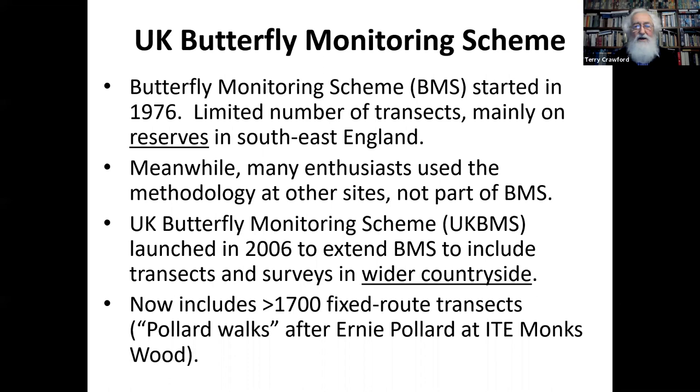Now, the Butterfly Monitoring Scheme, as it was originally called, just BMS, started in 1976. There was a fairly small number of transects, mainly on nature reserves in the southeast of England. So that really wasn't telling you a great deal about butterflies in general in the UK, in all sorts of areas. But lots of butterfly enthusiasts thought, oh, this transect methodology is good, I'm going to set up my own transect. It wasn't part of the monitoring scheme, but nevertheless, people started using it.